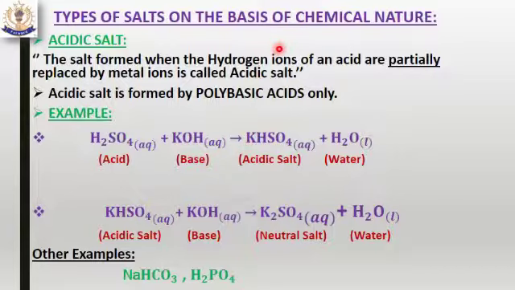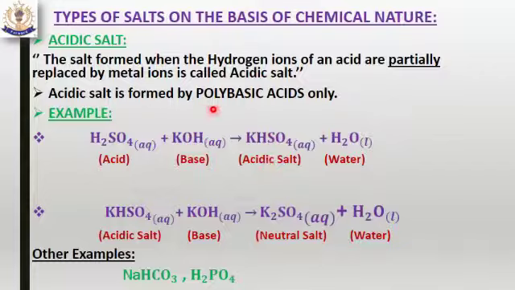Another kind of salt on the basis of chemical nature is acidic salt. It is defined as the salt formed when the hydrogen ions of an acid are partially replaced by the metal ion of a base. Why are they partially replaced? Because you can see that this acid contains two hydrogen ions, and here in this base only one metal ion is present. So this one metal ion can replace only one hydrogen ion at a time. As a result, this one hydrogen ion is replaced by K and it becomes KHSO4. This KHSO4 is called an acidic salt.